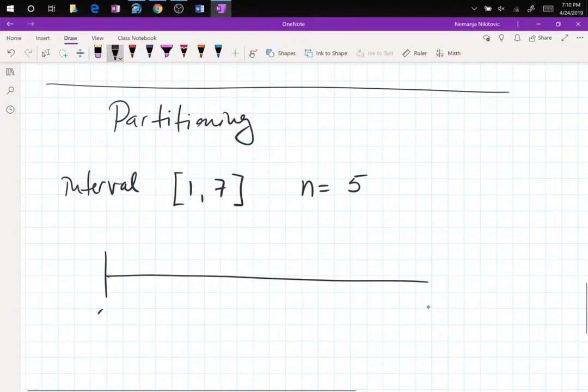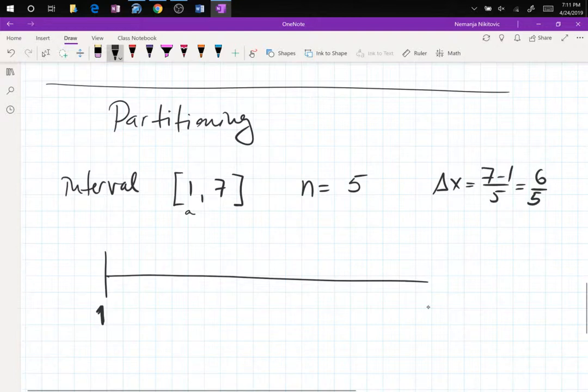My numbers start at 1 because that's my A. Now I'm going to use this to calculate the delta x, which is a step, right? How far you go left. So to calculate delta x, I'm going to have 7 minus 1 over 5, which is 6 over 5. Yeah, 6/5. That cannot be reduced.